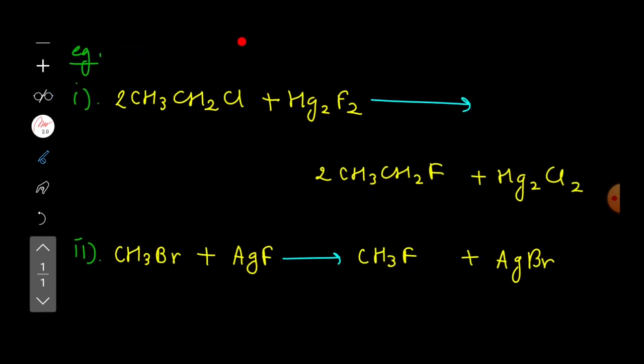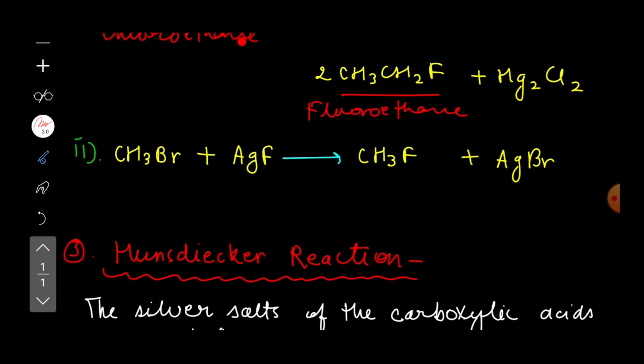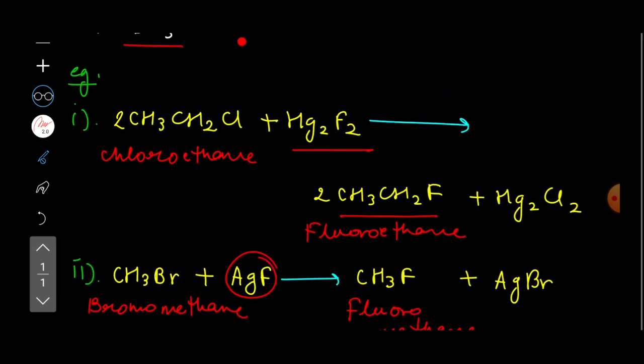First equation is when chloroethane is heated with Hg2F2, we can obtain fluoroethane. Similarly, when we react bromomethane with Hg2F2, we can obtain fluoromethane. So this is the Swarts reaction.